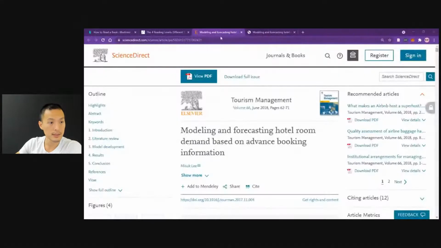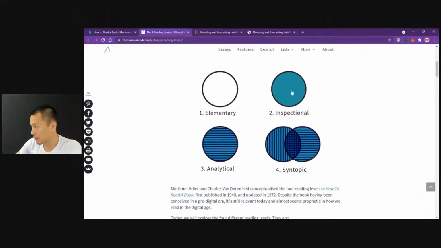Inspectional level of reading, not the next level of reading, which we will talk about soon. Right? So that's inspectional level of reading. And let me get you back to the other screen. This one. So that's this level of reading, right?